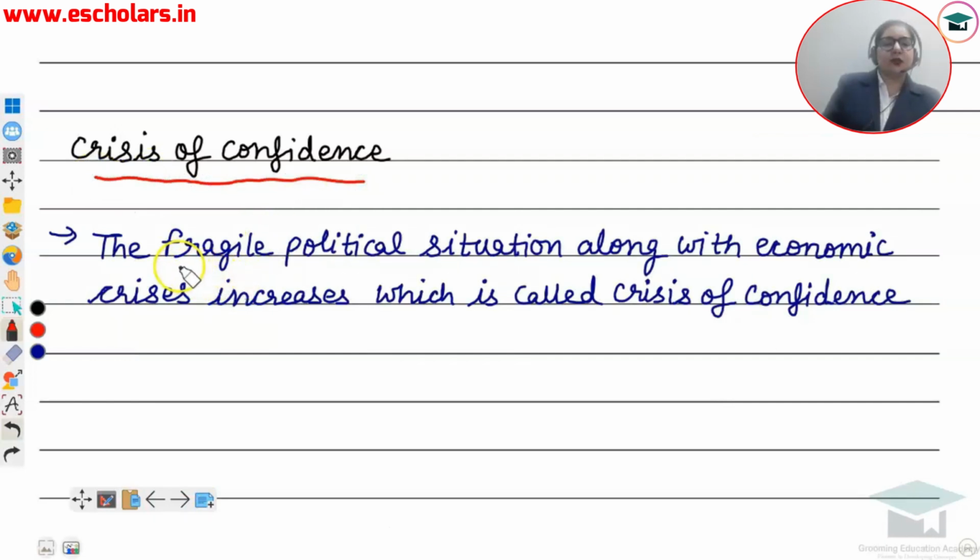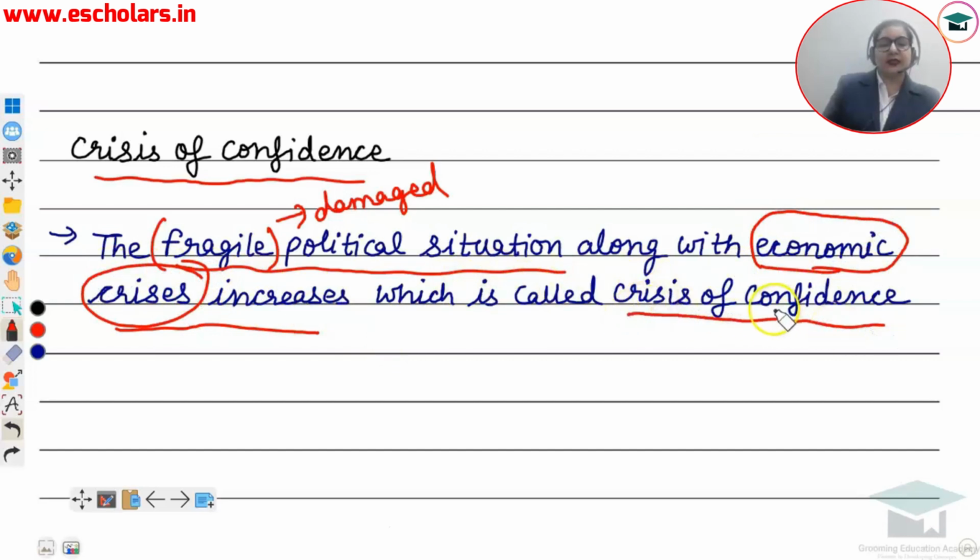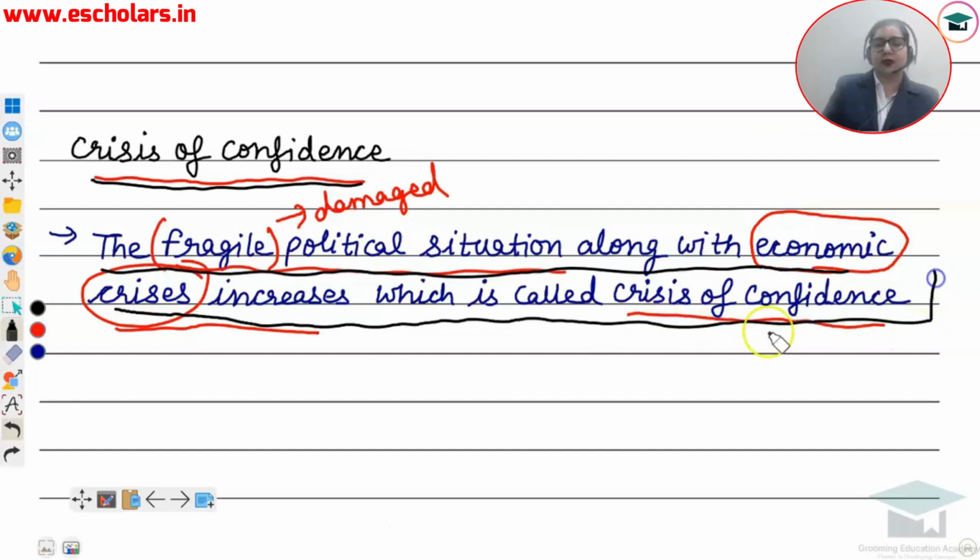See students, whenever there is a fragile political situation, fragile means damaged, along with an economic crisis in the economy, then it leads to a crisis of confidence. So basically, whenever an economic crisis occurs and along with that there is a damaged political situation going on in the economy, then it is called crisis of confidence. Okay, so let's recall it till now. Crisis of confidence: the fragile political situation along with economic crisis, which is called crisis of confidence.